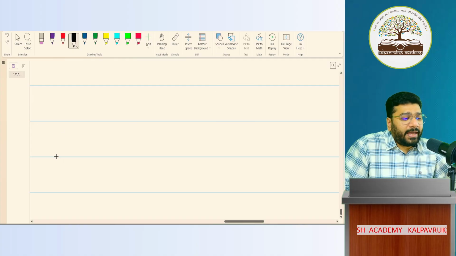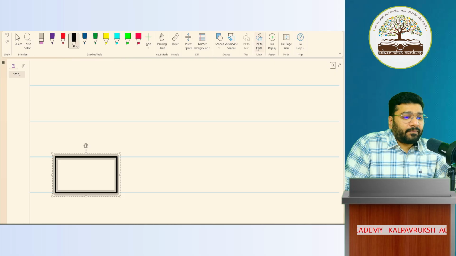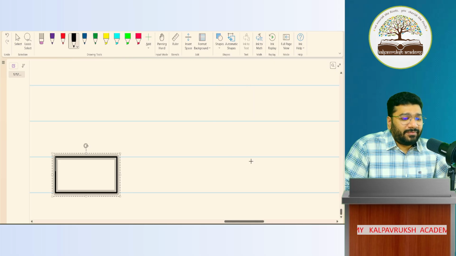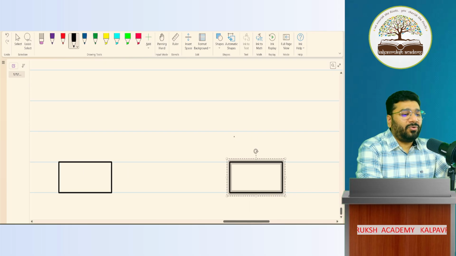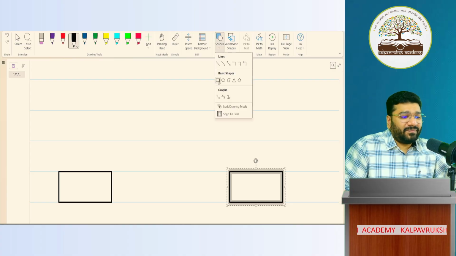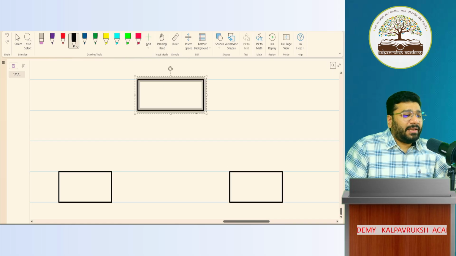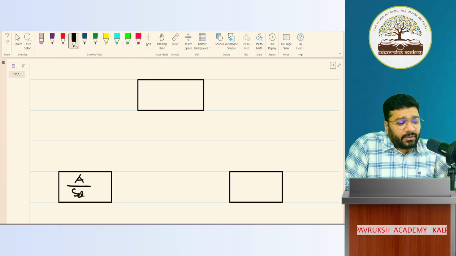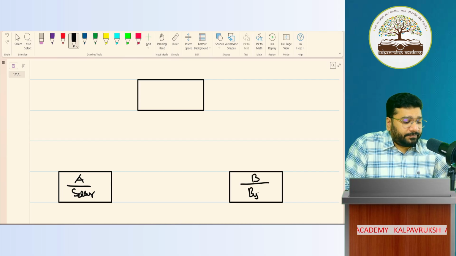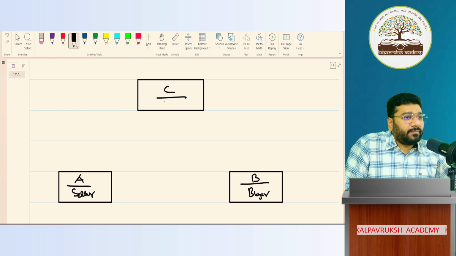Please help me to draw the diagram. Rectangular. Okay, tell me, left hand side, who? A. Who is A? Seller. Who is B? Buyer. Who is C? Creditor.